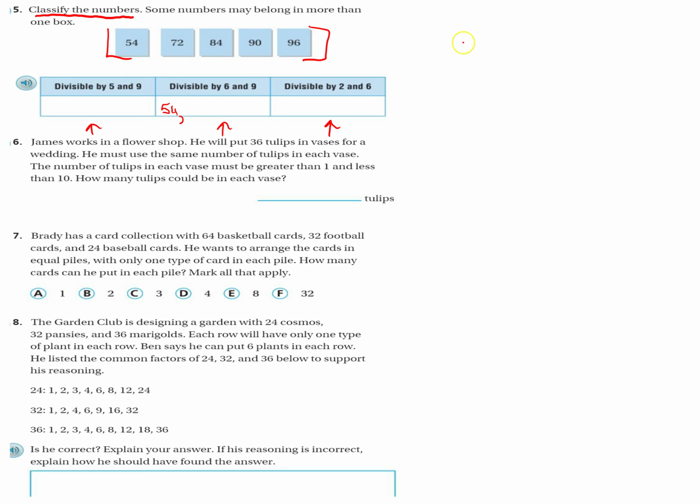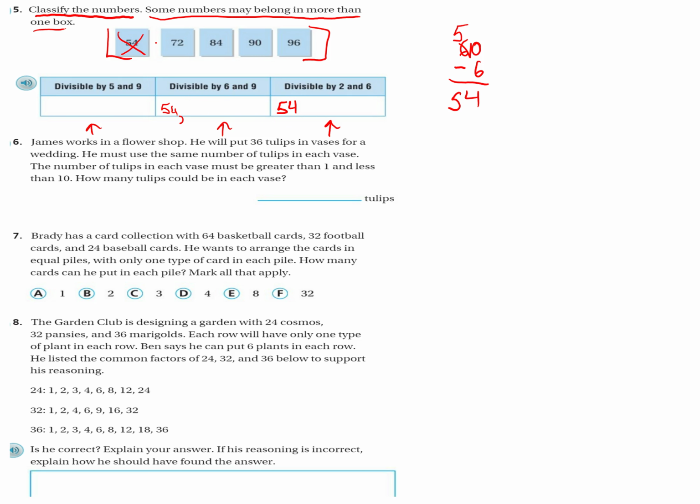I'm going to skip up. I know 10 6's is 60. 6 times 10 is 60, which is bigger than 54, but I'm just going to take 6 away and see if I land on 54. And sure enough, I do. So I know 54 can also go in this box. So that's what it means by some numbers may belong in more than one box. This first number 54 went in this box and this box. Okay, so I'm done with that.